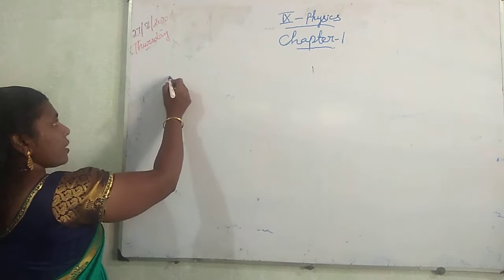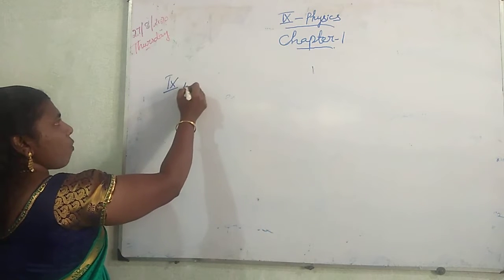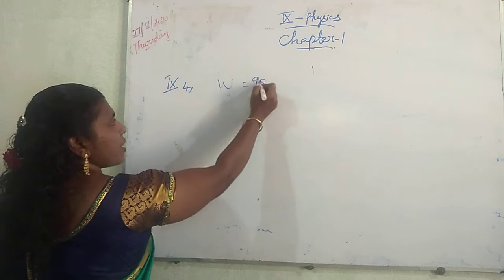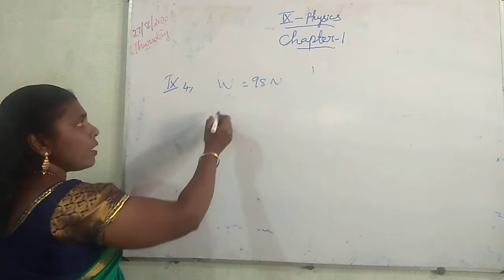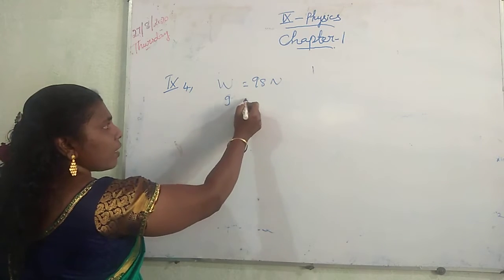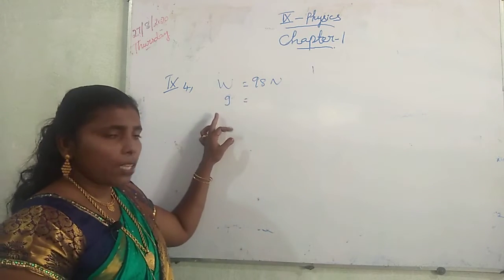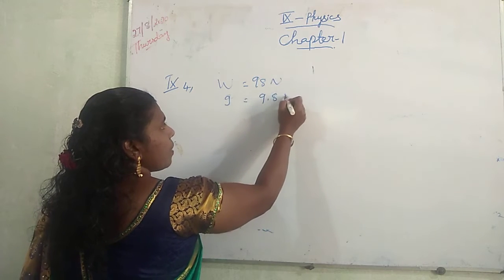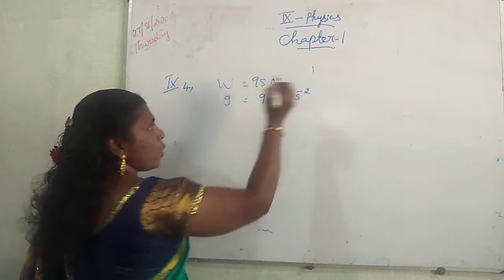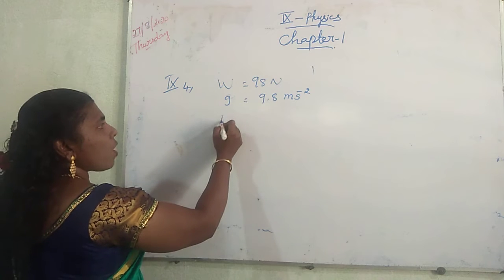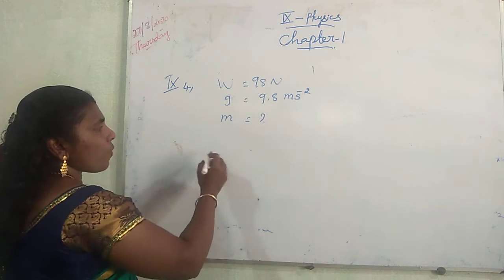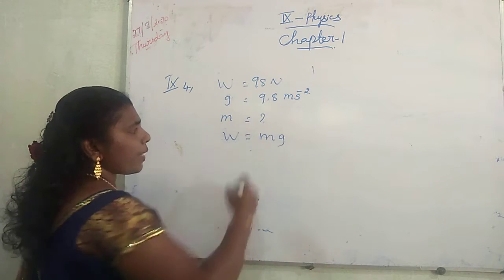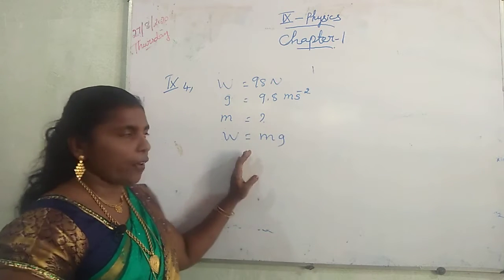Then Roman letter 9, question number 4. In the question, weight is given, W equal to 98 Newton. The value of g is not given, so we have to write the value of g, 9.8 meter per second squared. We have to find the mass. What's the formula for weight? W equal to mg. By using this formula we have to find mass.